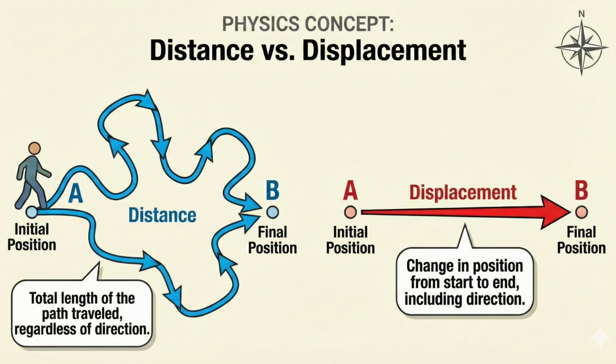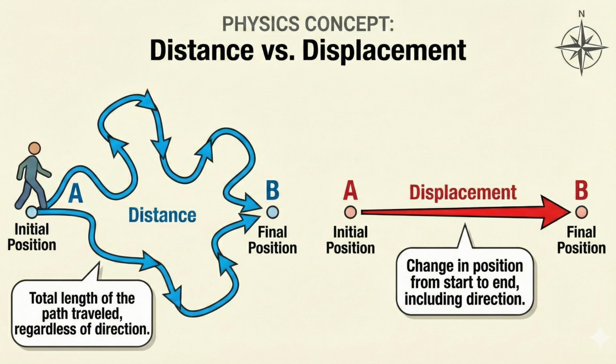Displacement in different dimensions. In one-dimensional motion, displacement occurs along a straight line. In two-dimensional motion, such as projectile motion, displacement has both horizontal and vertical components. In three-dimensional motion, displacement is described using three perpendicular directions and is calculated using vector methods.